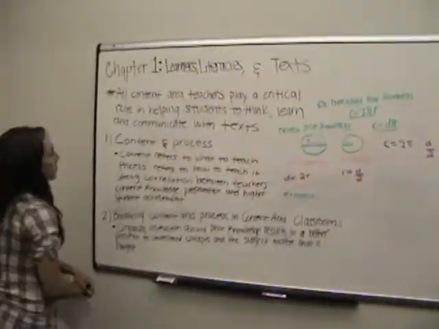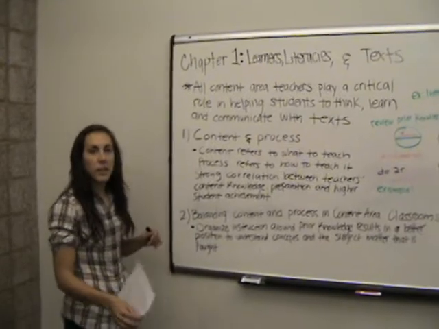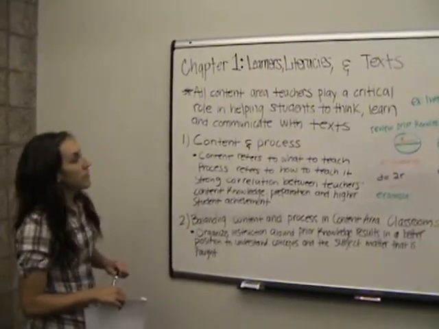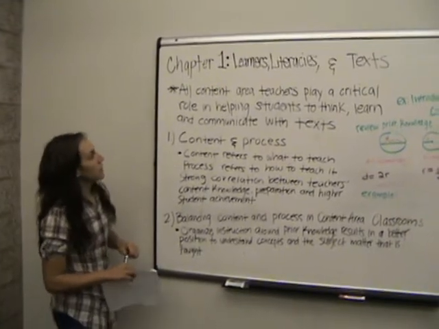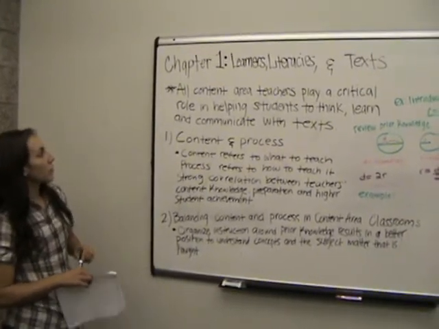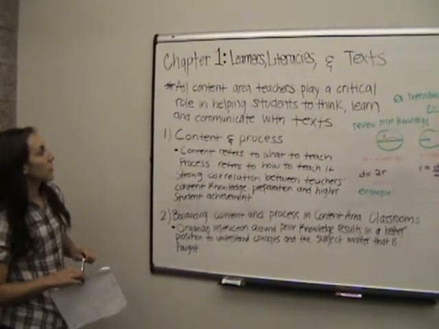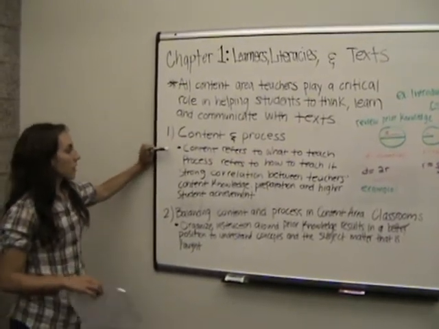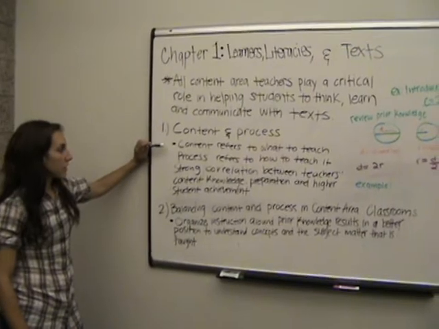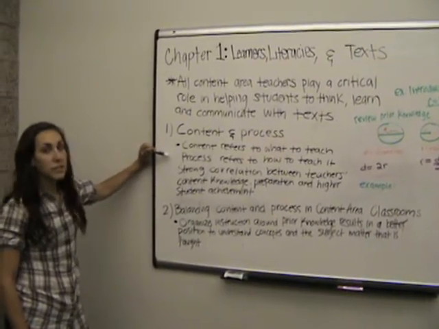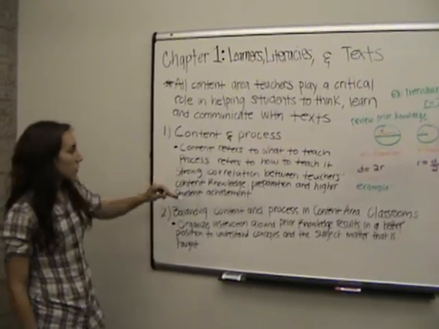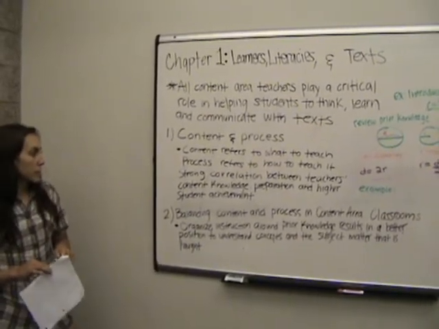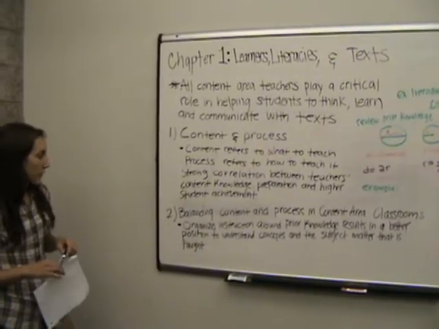We are doing chapter 1 in Content Area Reading Book. Learners, literacies, and texts. All content area teachers play a critical role in helping students to think, learn, and communicate with texts. Content and process. Content refers to what to teach, process refers to how to teach it. Strong correlation between teachers' content knowledge, preparation, and higher student achievement.